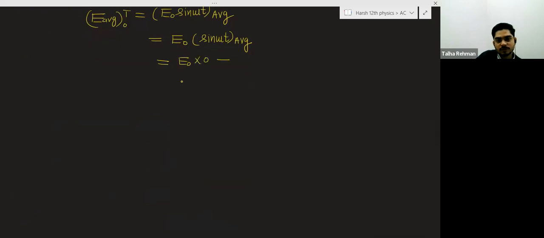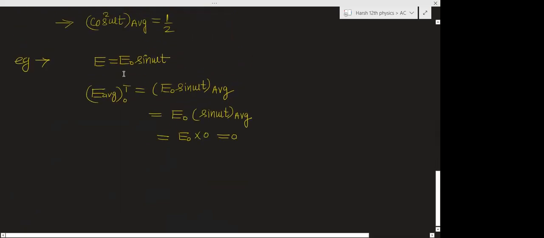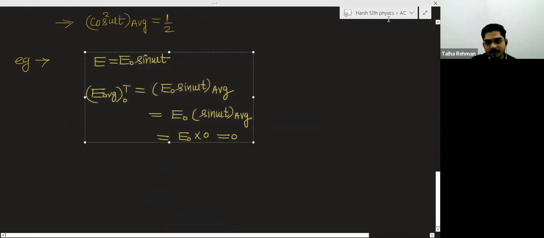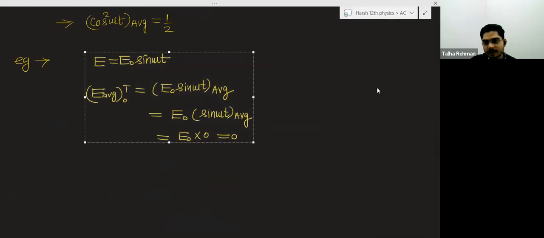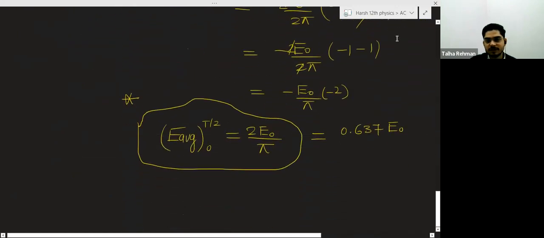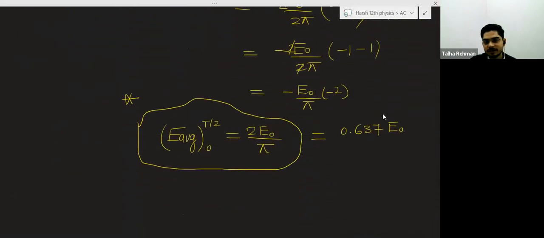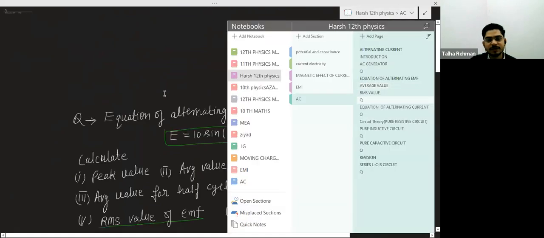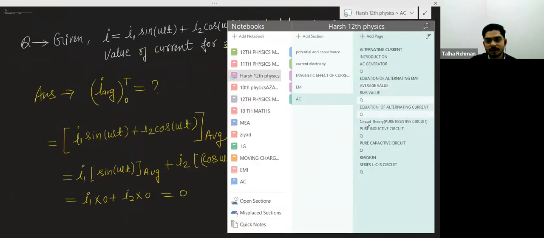Equal to 0. So 0 is your answer. Compare this derivation. We have done so much work here, but in this case, we have completed it in one step.